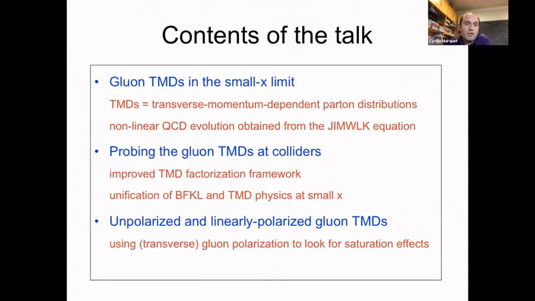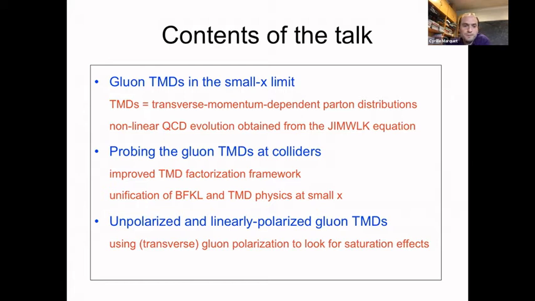So there will be three main parts. The first one will give the definition of gluon TMDs in the small x limit, especially discuss the process dependence of these objects, which is something that is new when you start considering non-zero transverse momentum, or rather non-integrated transverse momentum, and give you some results that we have obtained in the small x limit. In particular, we can calculate their QCD evolution from the well-known JIMWLK equation.